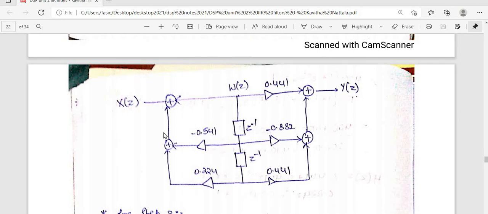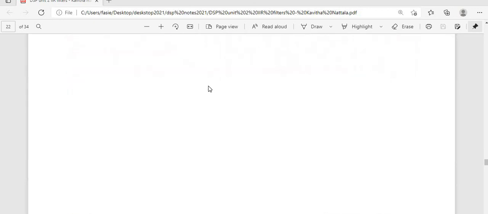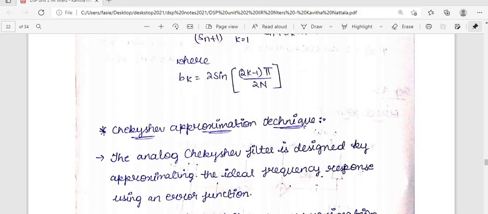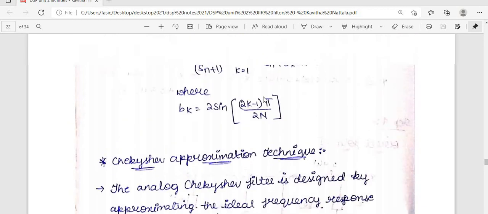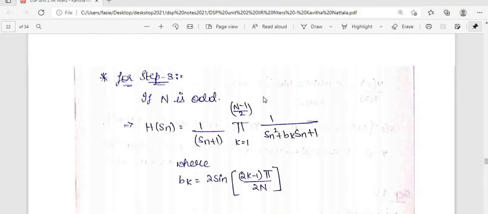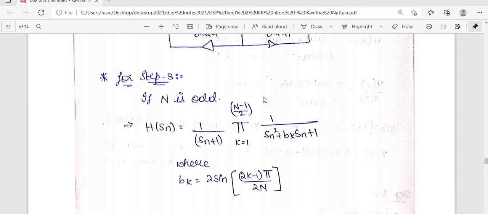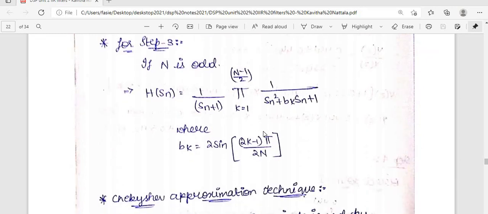Next, we have to learn about Chebyshev. The next thing we are going to learn is Chebyshev approximation techniques. Before that, we should know that whatever we have done till now is for n equal to even. If your n value is odd, only this h of z will change. We add 1 by s plus 1, and we write the answer as it is. Clear? This is the way: 1 by s plus 1, product of k equals 1 to (n minus 1) by 2. The same term we can write over here. Next, bk will be the same; only for odd n this will change.